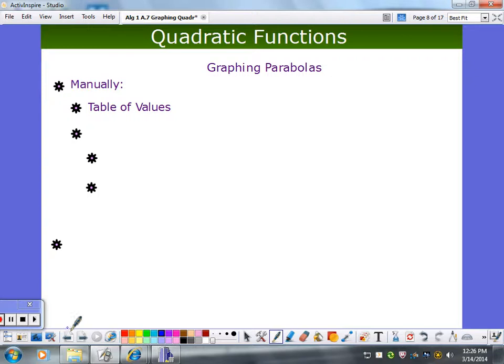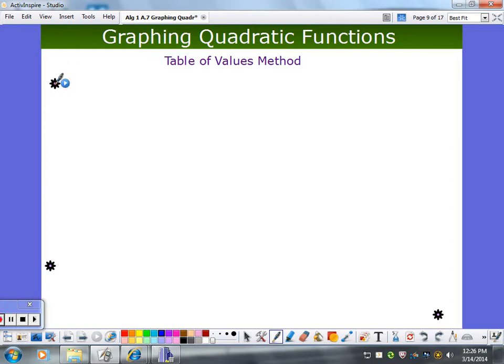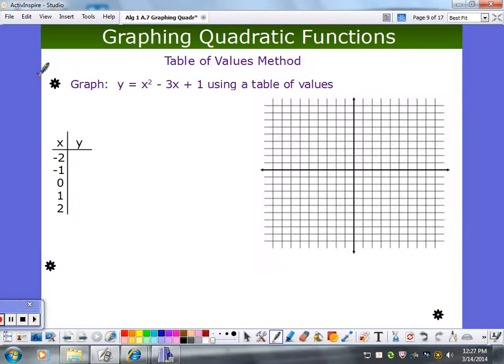And the table of values method is one we reviewed during the warm-up. Exactly the same process. So on the bottom of your page 1, this is where we are. It says sketch y equals x squared minus 3x plus 1 using the table of values method. So you make a table of values. You put in some sample values from your domain.